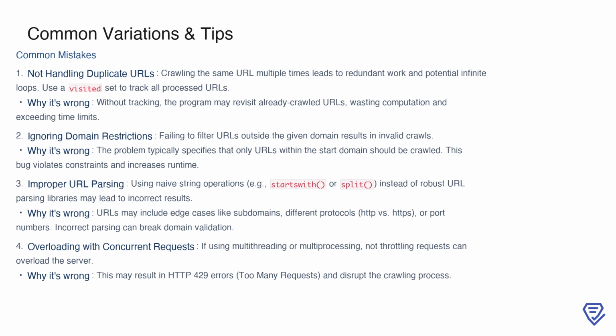Next, failing to respect domain restrictions can lead to invalid crawls. Typically, you're required to limit crawling to URLs within the same domain as the start URL. Ignoring this can violate problem constraints and significantly increase the runtime.